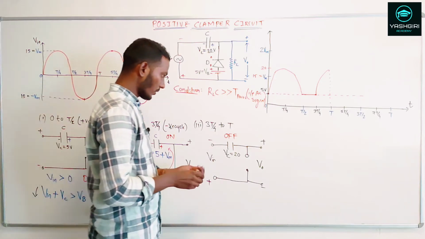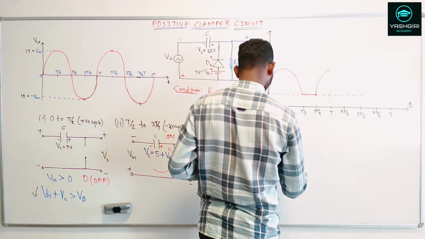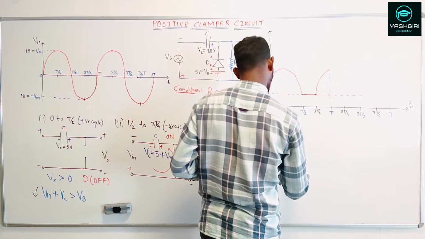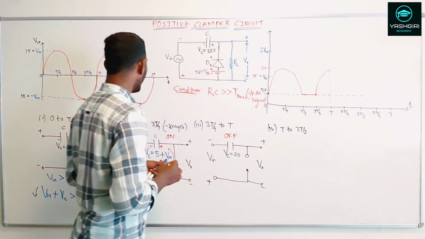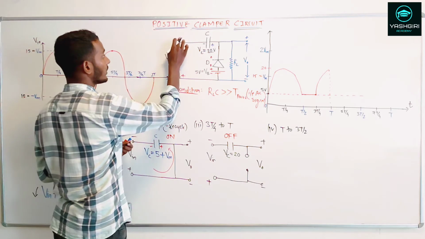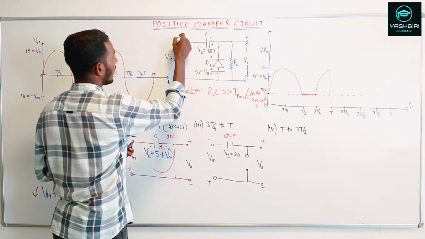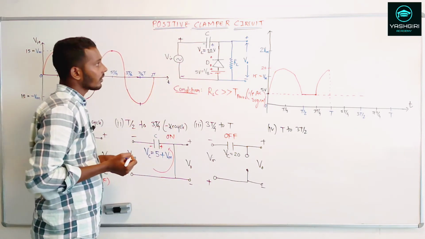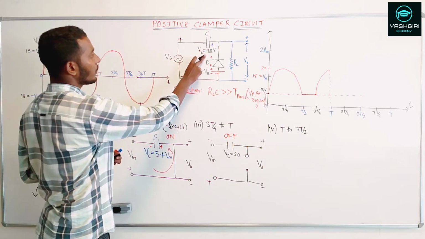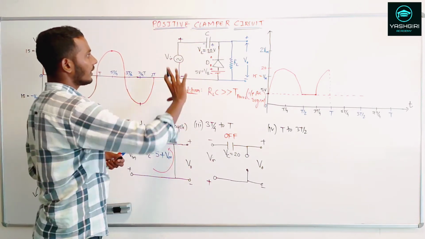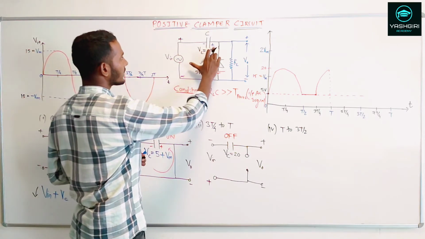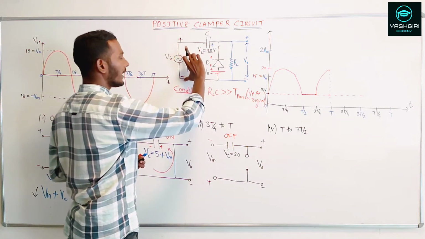All right, so for that, from T by 2 to 3T by 2, what you will find is a change in the polarity. So this will become plus and this will become minus. Now what you know is the voltage available across the capacitor is 20 volts. Here this is plus, minus and plus and minus.